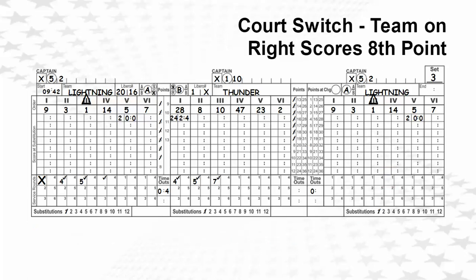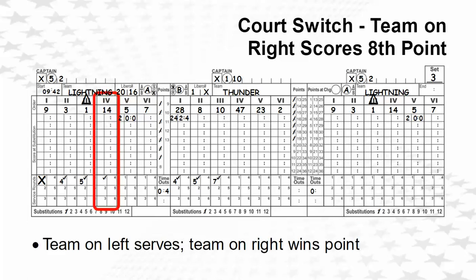Let's now take a look at the second situation. It is still 7-7, and the team on the left serves. Here, however, the team on the right, Thunder, wins the point. First, under the server on the far left in the checked service round box, record the exit score of 7, then slash point 8 in the Thunder points column. Then record the score of 7 in the points at change circle next to the team name on the far right.